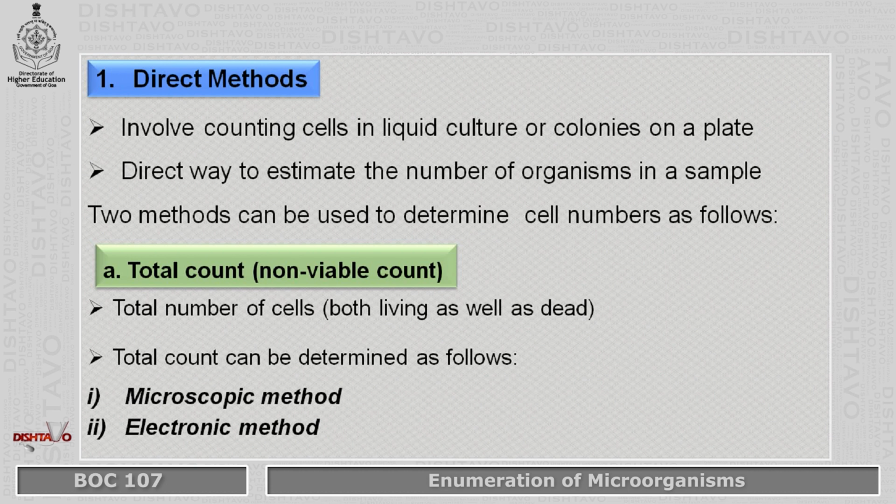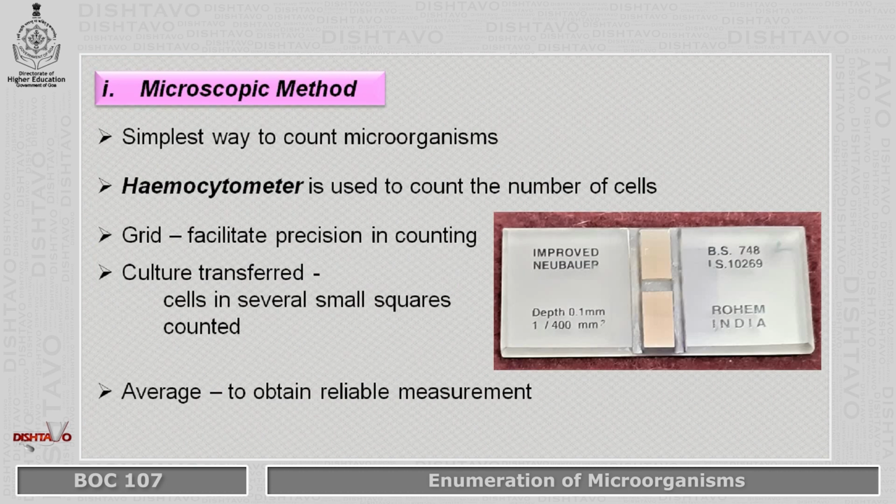There are two methods which can be used to determine cell numbers. These are total count, which is also called the non-viable count. In this method, the total number of cells, that is both living as well as dead cells, are counted. Therefore, it is also known as the non-viable count method. Now, total count can be determined in two ways, either the microscopic method or the electronic method.